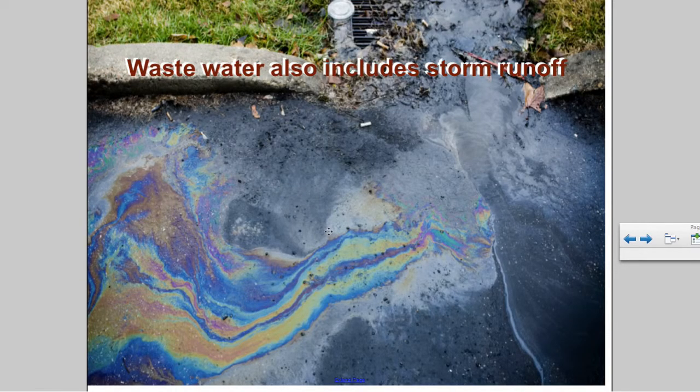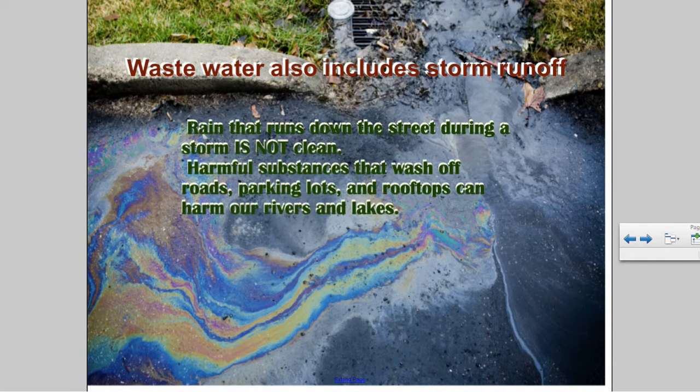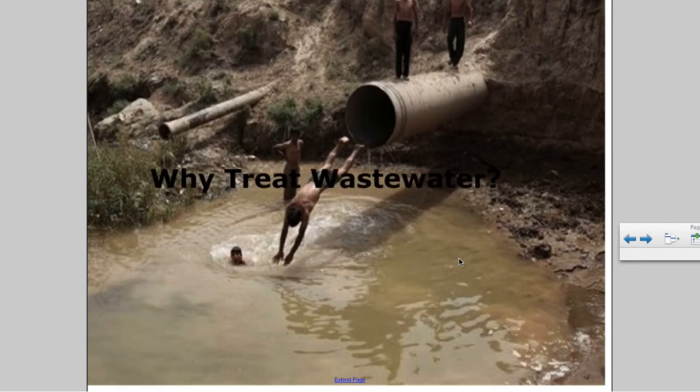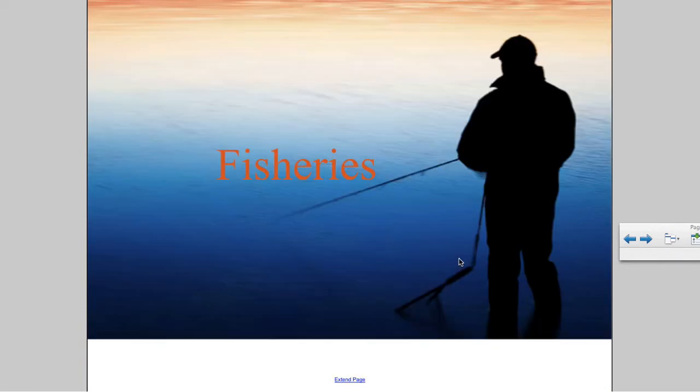Just go back for one second. Because rain that runs down the street during a storm is not clean. Harmful substances that wash off the roads, parking lots, and rooftops can harm our rivers and our lakes. This is not a pretty rainbow here. So why should we treat wastewater? Well, if you look here, you have these young men jumping into a big body of water that's filthy. So let's look at why we should actually treat it.